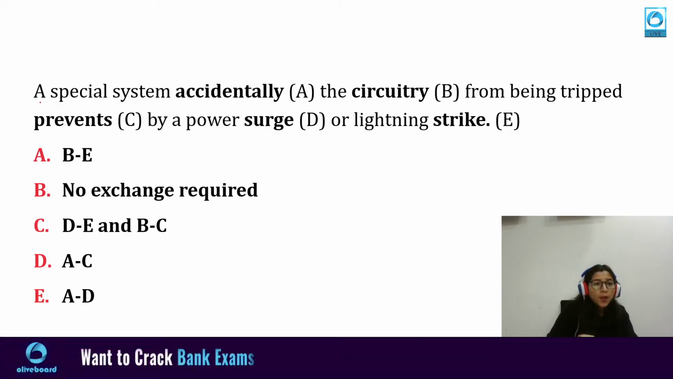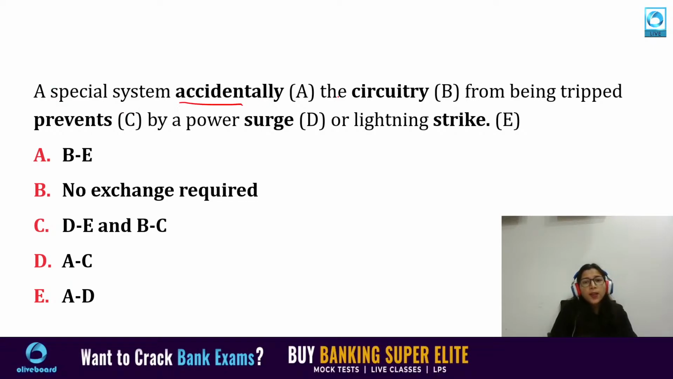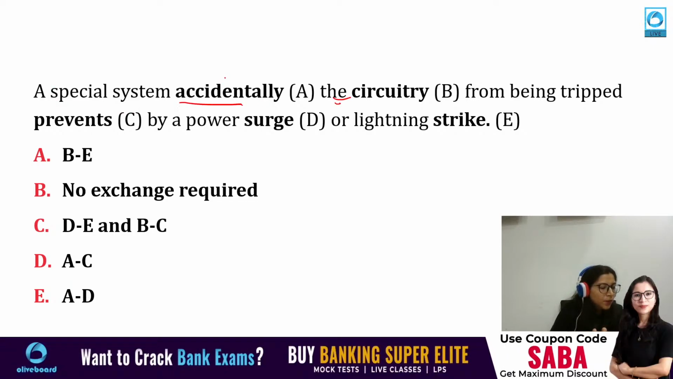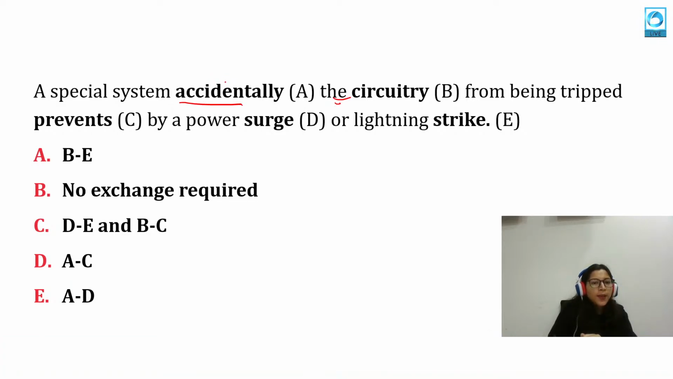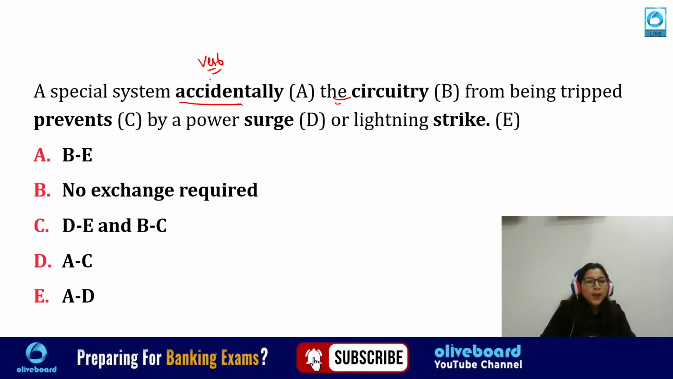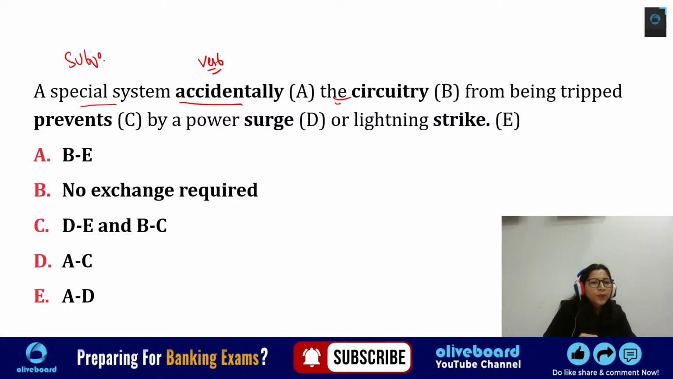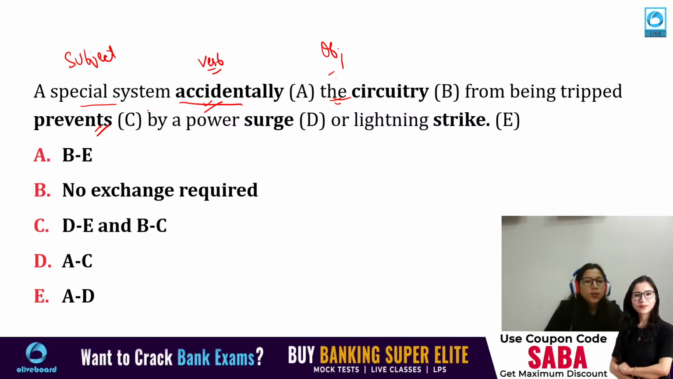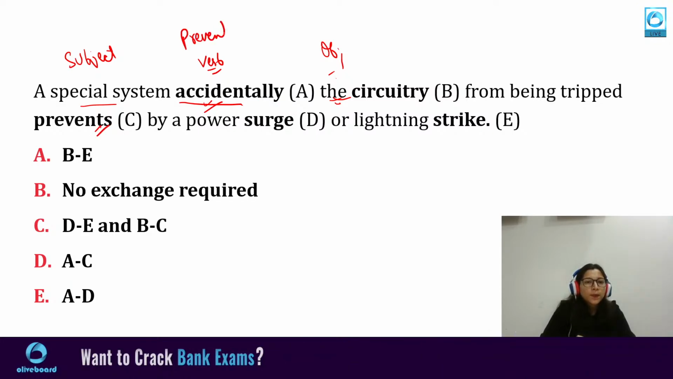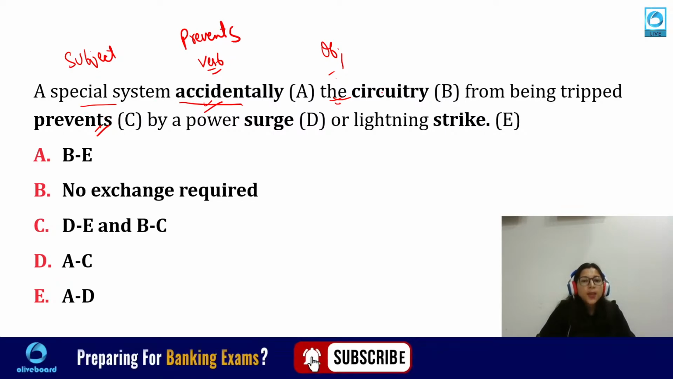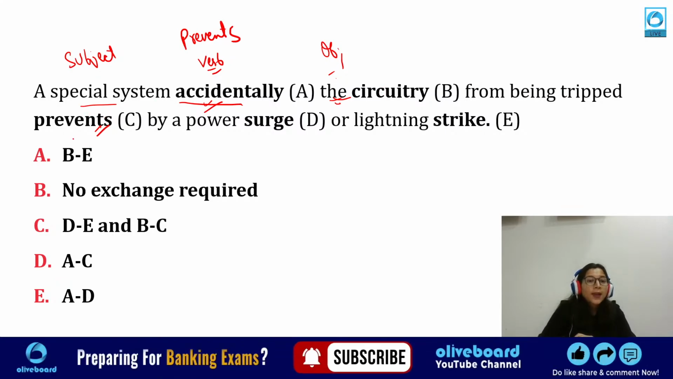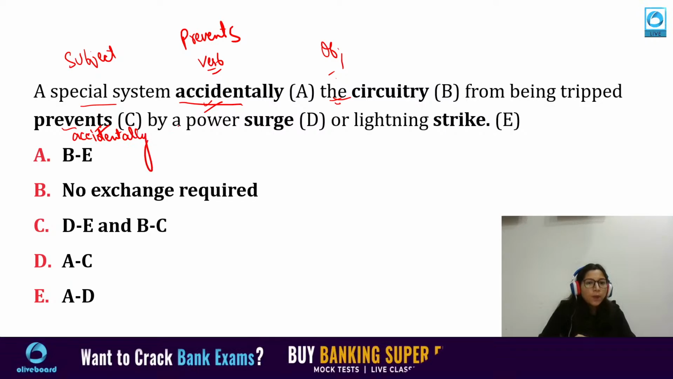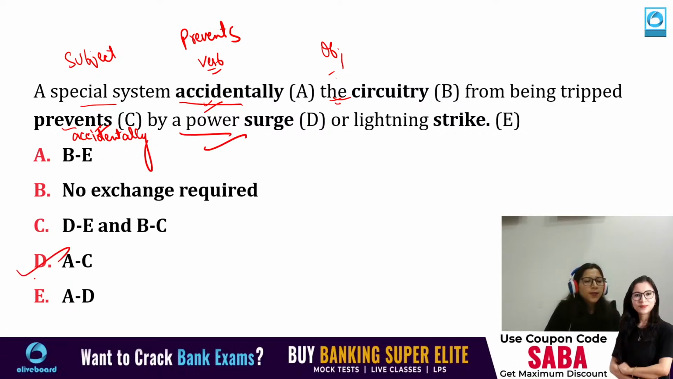Let's see. A spatial system accidentally the circuitry. Is it making any sense here? We need a verb here. Because a spatial system is the subject, and this is the object. So what is the verb here? Prevents. So here we will write prevents. A spatial system prevents the circuitry from being tripped accidentally by a power source. Simple. It was a basic question. D is the correct answer.